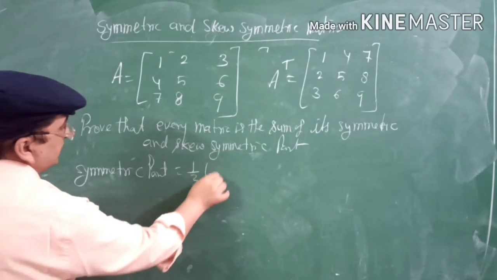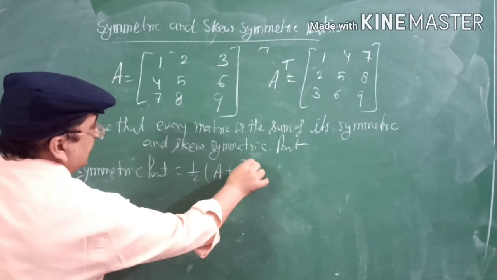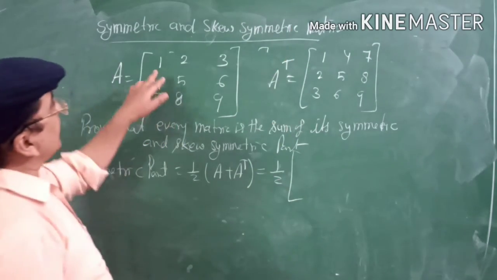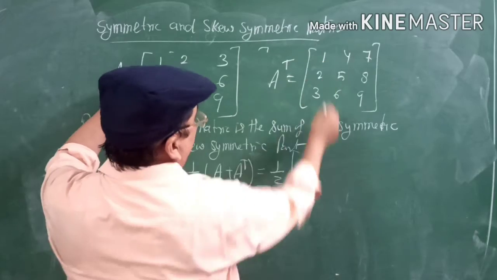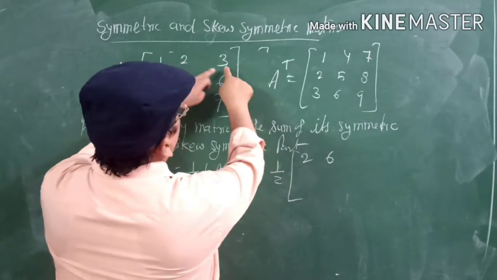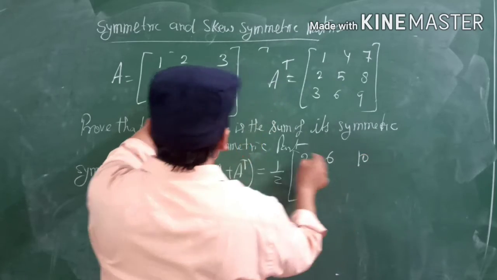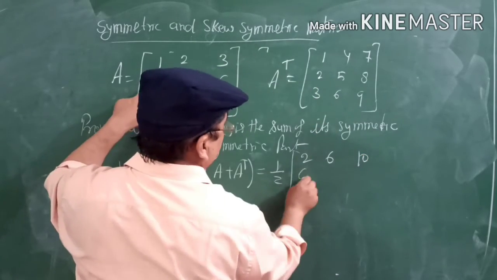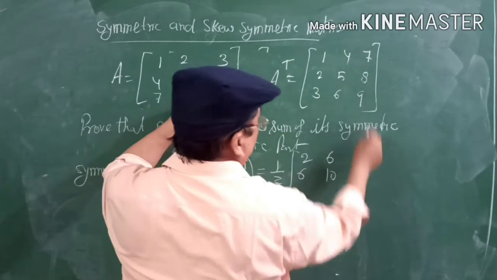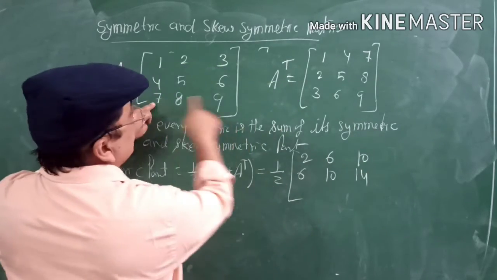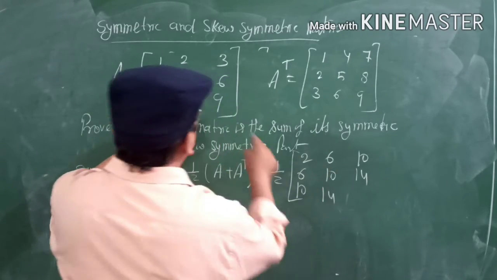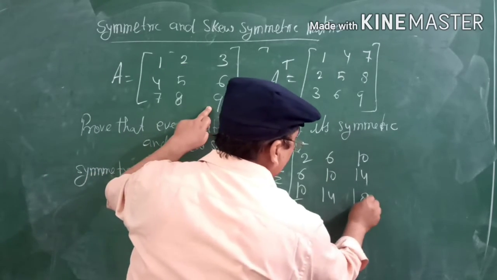The symmetric part is always denoted by A plus AT, so 1 by 2 of A plus AT, directly we can add. 1 plus 1 is 2. 2 plus 4 is 6. 3 plus 7 is 10. 4 plus 2 is 6. 5 plus 5 is 10. 6 plus 8 is 14. 7 plus 3 is 10. 8 plus 6 is 14. 9 plus 9 is 18.